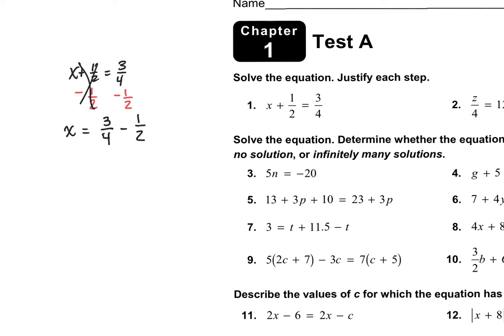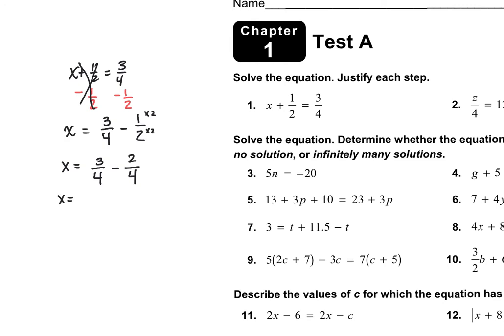So we need to change one in order to match the other. I'm going to change the 2. I'm going to multiply by 2 to both the top and the bottom, so it'll match. So x equals 3/4 minus 2/4. And you can always double check. 1/2 changed into 2/4. Is 2 out of 4 half of it? Yes, 2 out of 4 is half.